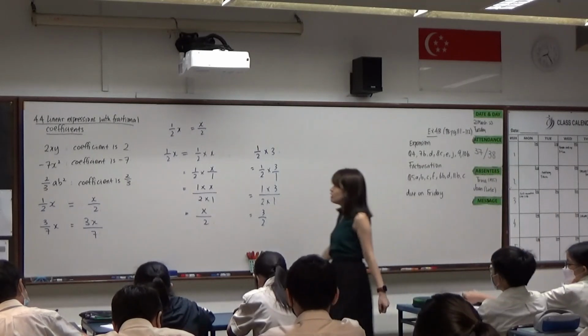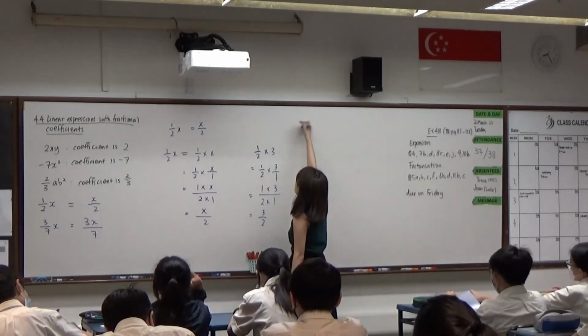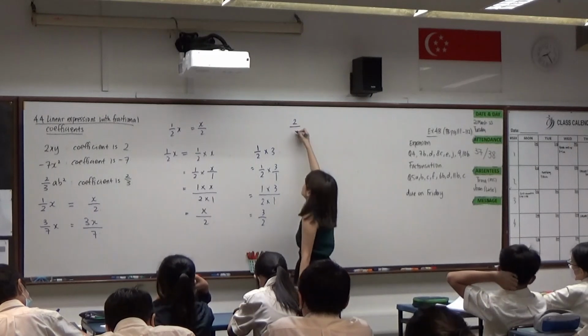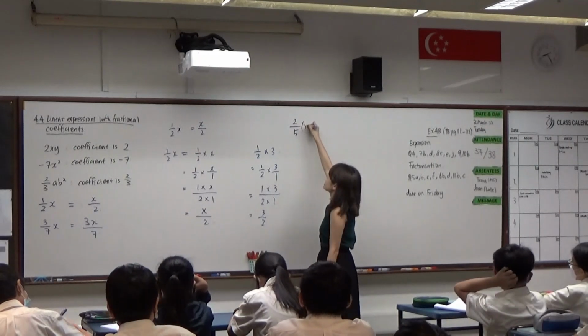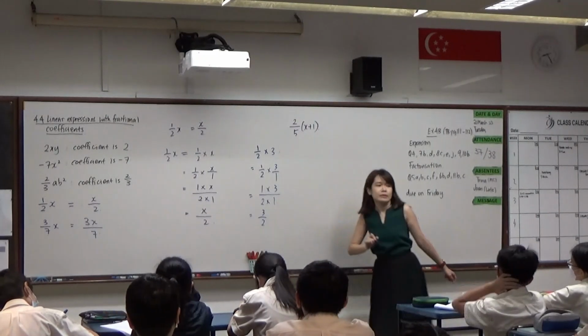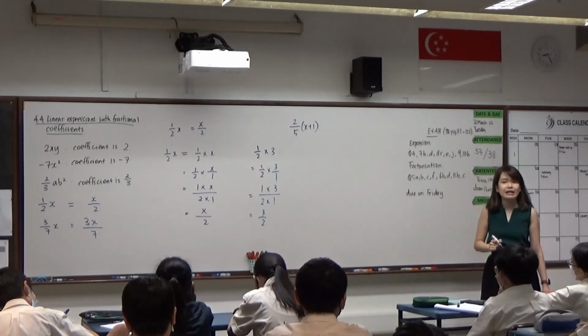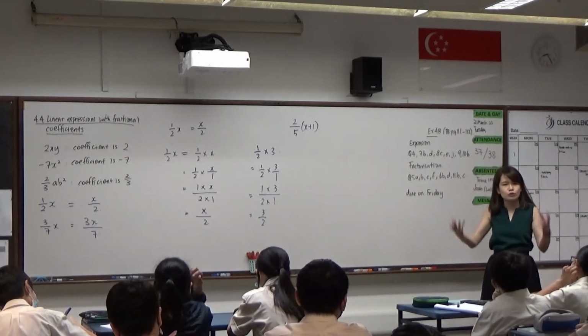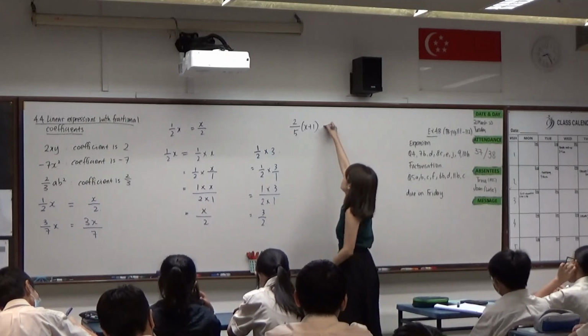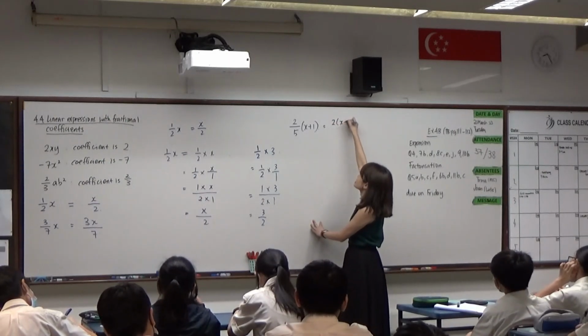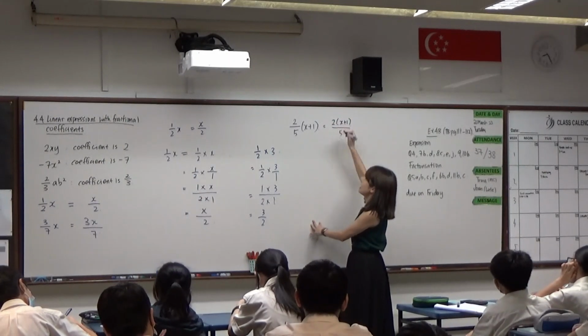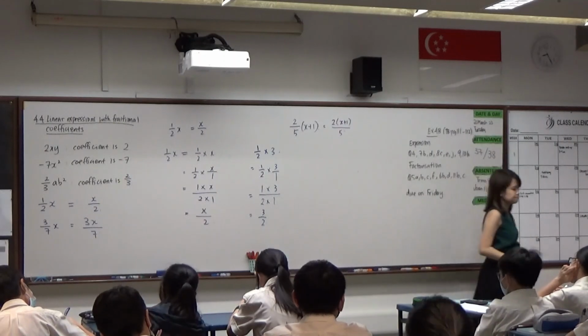Even if I have a group of things, for example 2/5 times x plus 1, even if I write it like that, x plus 1 is a group of things. It means the same as 2 times x plus 1 over 5.